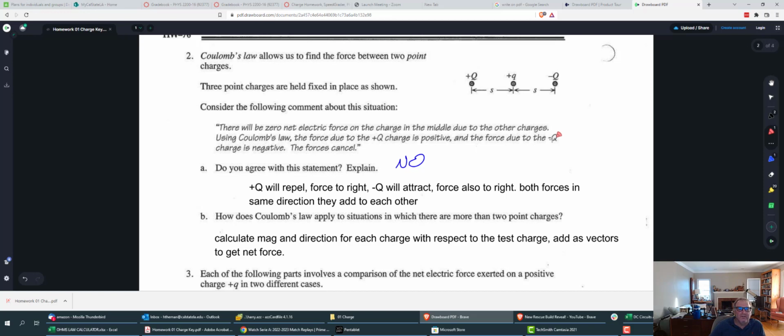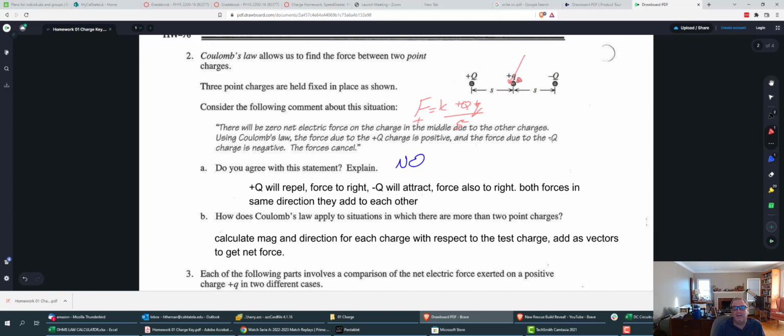There's no trigonometry involved. How does Coulomb's law apply? Coulomb's law applies in that you calculate, if you have your point of interest here, or your test charge, if it's for force, so you would have a test charge. For electric field, this will be a point of interest. So you calculate F of K, the plus Q, times plus little q over S squared.